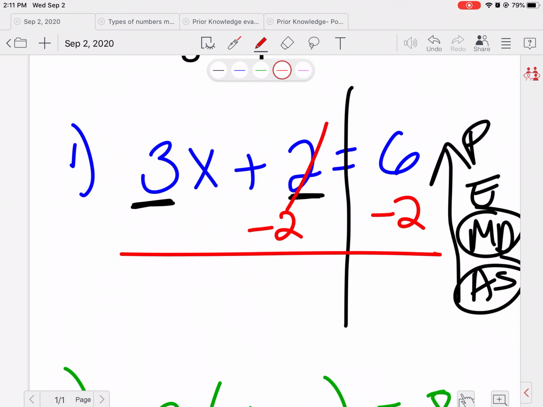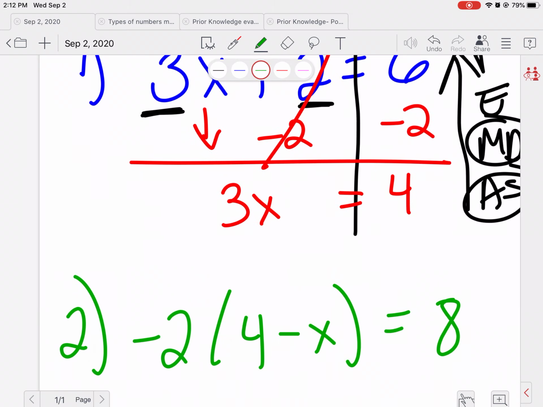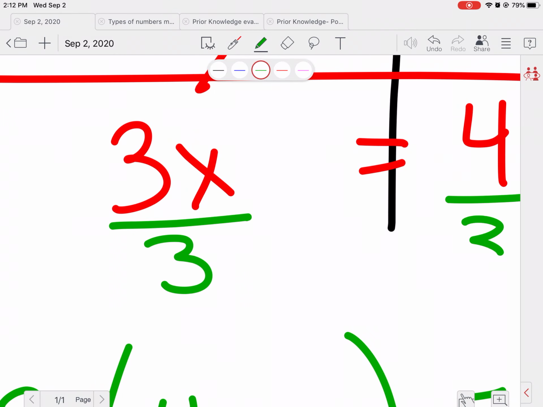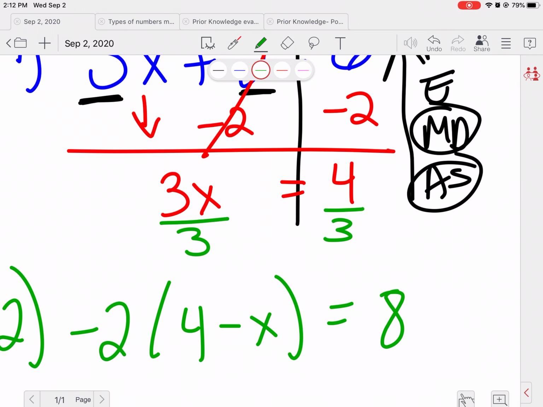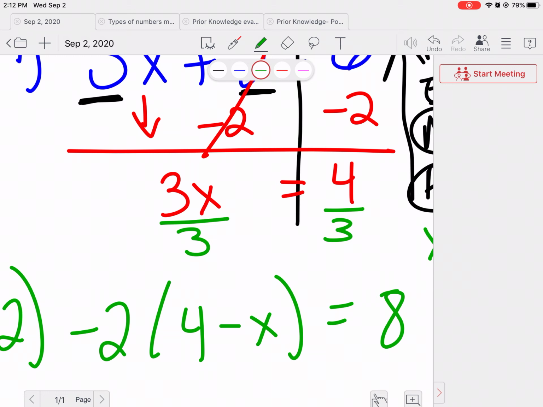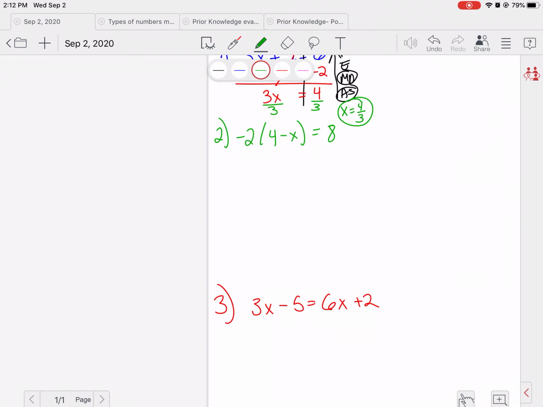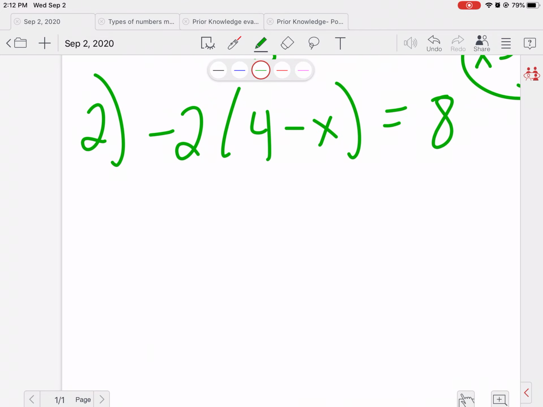subtraction. 2 and 2 cancel. So then I can bring my 3x down equals 6 minus 2 would give me 4. Now I can divide both sides by 3 because the 3 is what's stopping x from being by itself. So I am left with x equals 4/3. We can just go ahead and leave that as a fraction, okay?